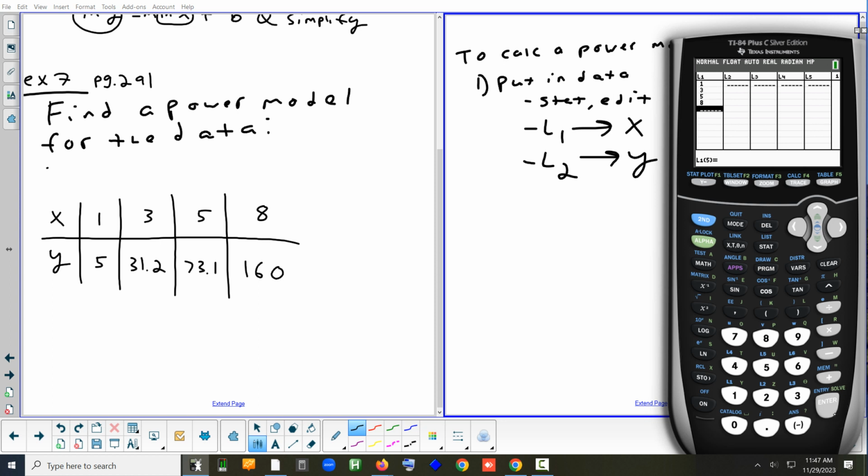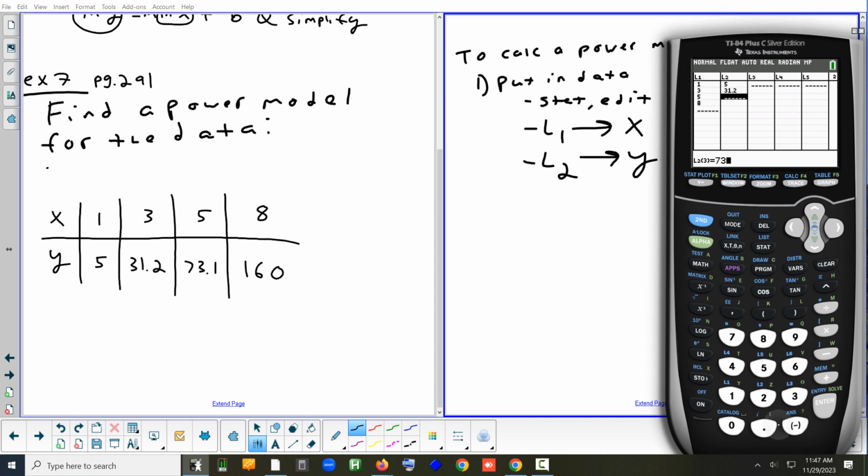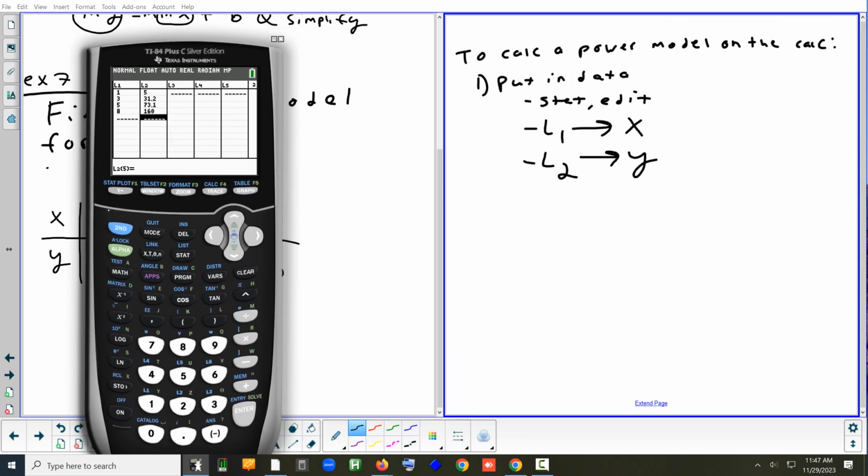So there's my X's. Press the right arrow, and that'll bring you over to L2. And then type in all your Y's. If you make a mistake like I did and you hit enter, you can just go back up to the number, highlight it, and type right over it. All right, that's the first thing. You have to type in all the data by going to stat and then going to edit. Any question on typing in the data?